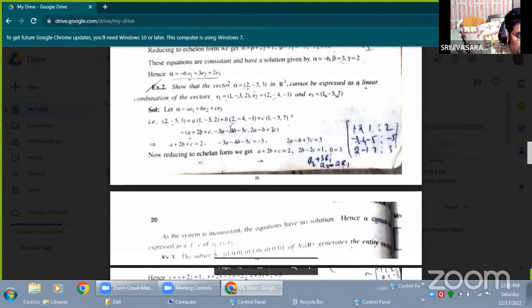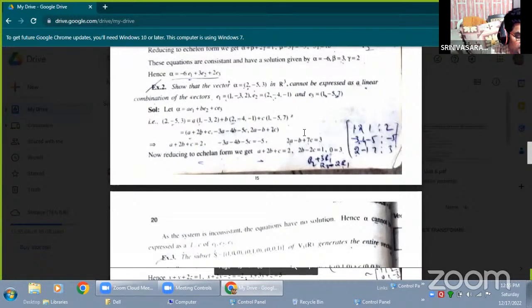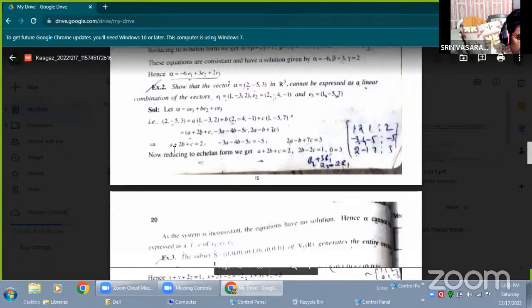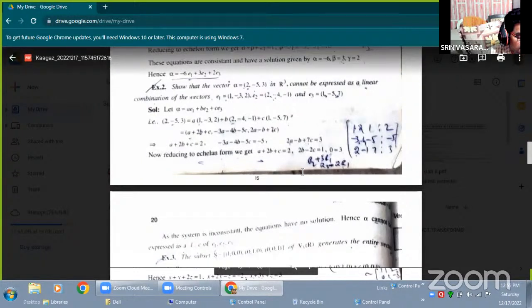All the first coordinates of the elements must be added here: A plus 2B plus C equal to 2. The second coordinates give the second equation, and the third coordinates give the third equation. Now arrange these three equations as the coefficient matrix and augmented matrix. Refer to this matrix: 1, 2, 1, 2; minus 3, minus 4, minus 5, minus 5; 2, minus 1, 7, 3.